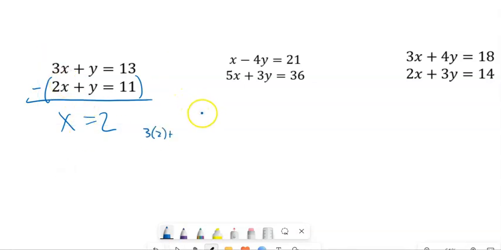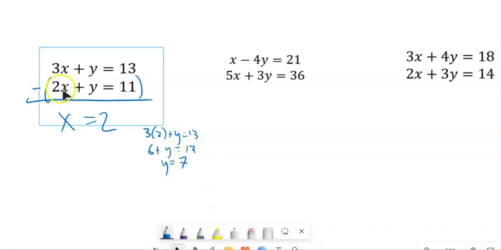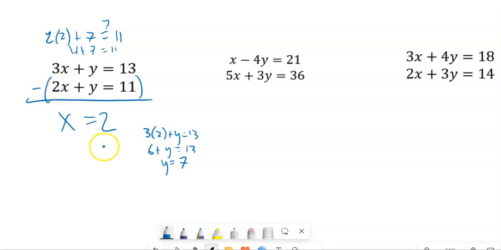3 times 2 plus y is 13. Subtract 6 from both sides. Looks like y is 7. Does that work here too? When x is 2, is y 7? Yeah, 4 plus 7 is 11. So my answer is, when x is 2, y is 7. I can write that as the ordered pair (2, 7).